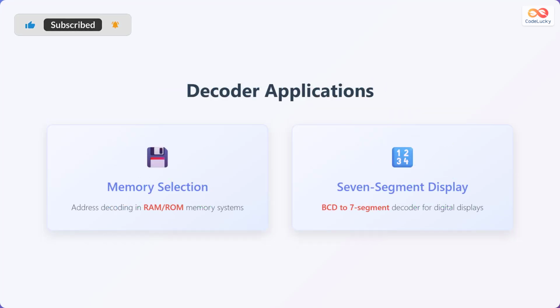Decoders have a variety of applications in digital systems. 2 primary applications are memory selection and 7-segment displays. In memory selection, decoders are used for address decoding in random access memory and read-only memory systems. For 7-segment displays, BCD to 7-segment decoders are used for digital displays.